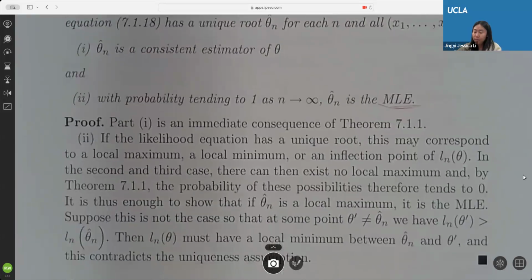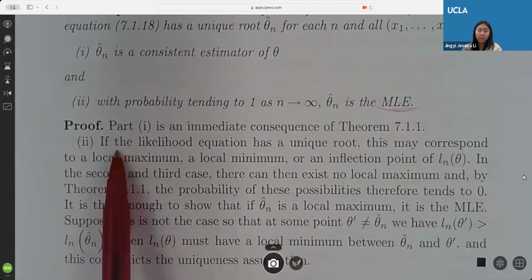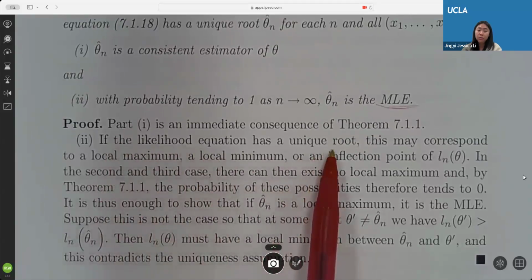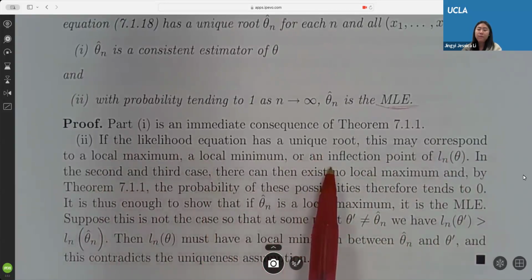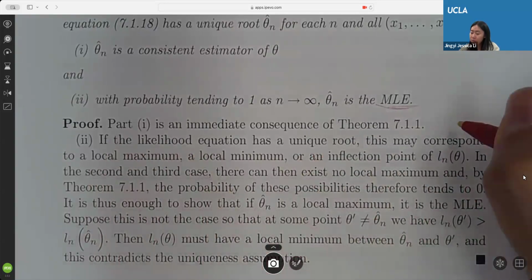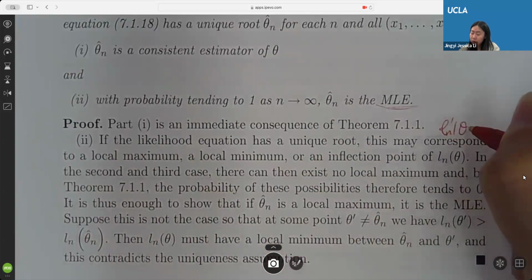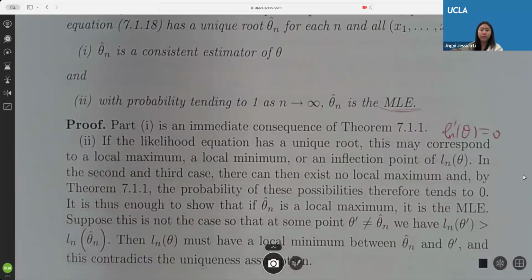So maybe we can take a look at the second part of the proof. If the likelihood equation has a unique root, this may correspond to a local maximum, a local minimum, or an inflection point, because it's just a root of this equation. In the second and third cases there is no local maximum, and by Theorem 7.1.1, the probability of these possibilities tends to 0, since the probability of having a local maximum tends to 1.